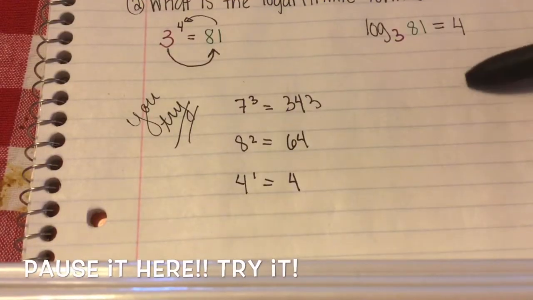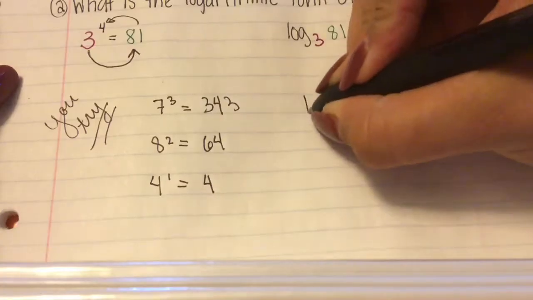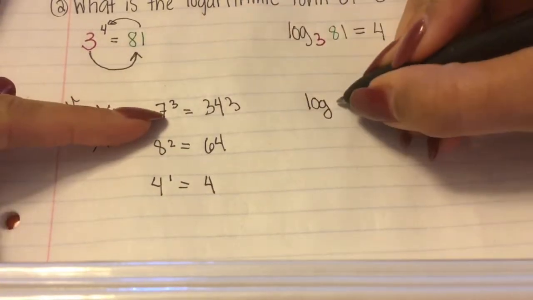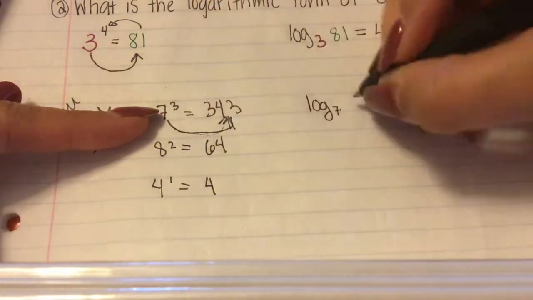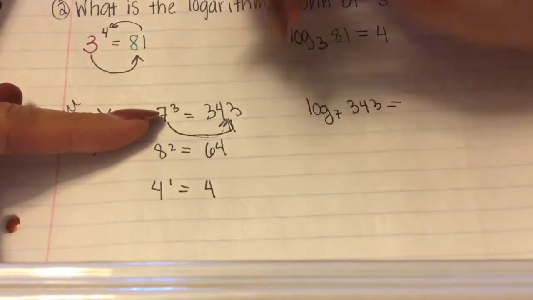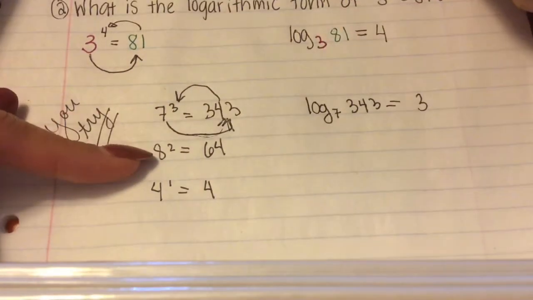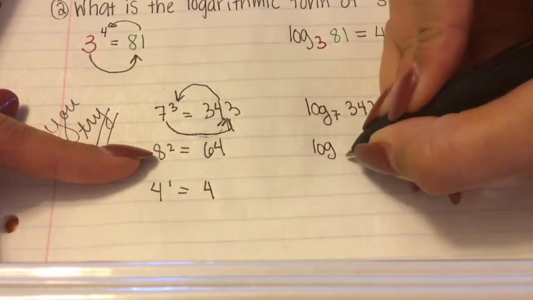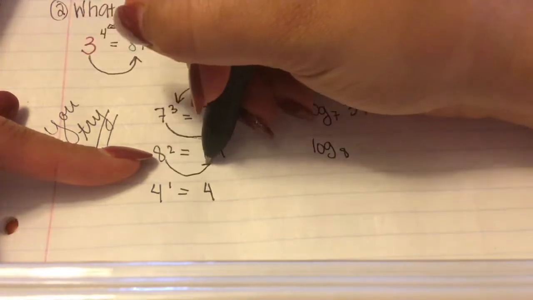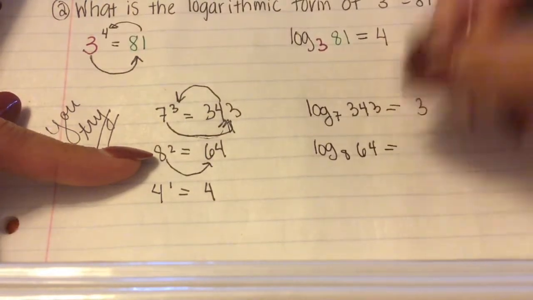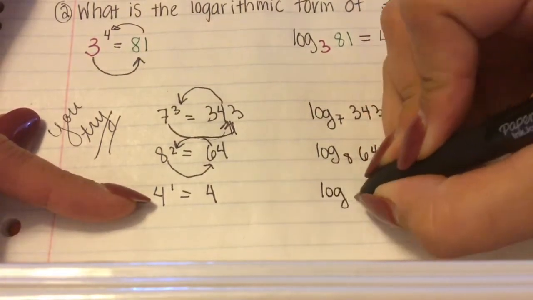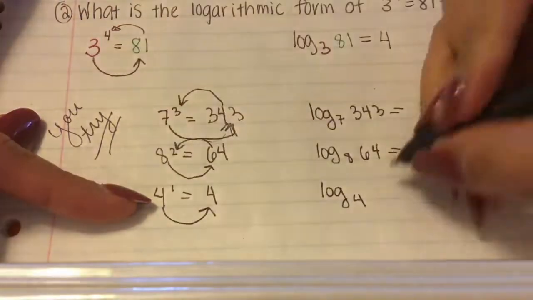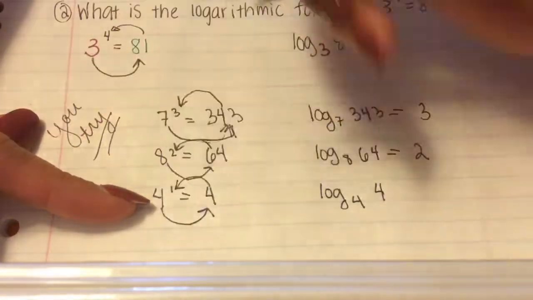I'm just going to write mine over here. Go ahead and pause the screen. I'm going to start log base 7. I'm going to go in one big circle of 343 equals 3. Same thing here. Start with the base. Log base 8, big circle, of 64 equals, finish the circle, 2. One more time. Log base 4, one big circle, of 4, finish the circle, equals 1.